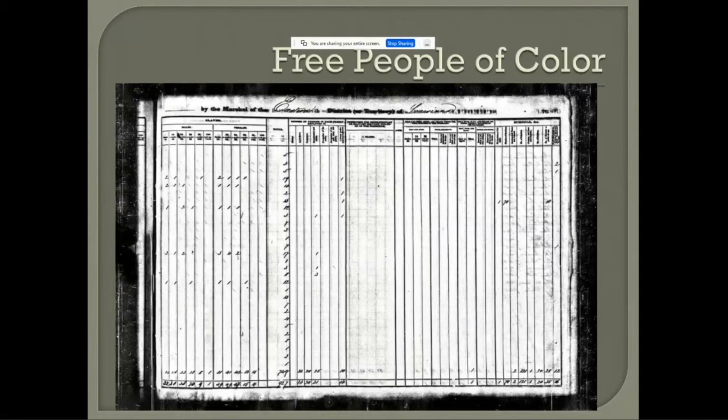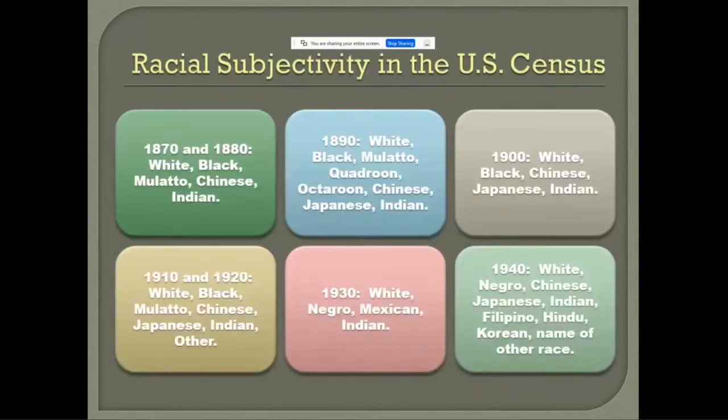And maybe I'll put that in my notebook as the next thing I'm going to do. But so yes, people of color owned slaves. And here it is right here on paper. So you might want to look into your family if, I don't know. So while looking at census records, keep in mind the classifications of race changed from census to census.